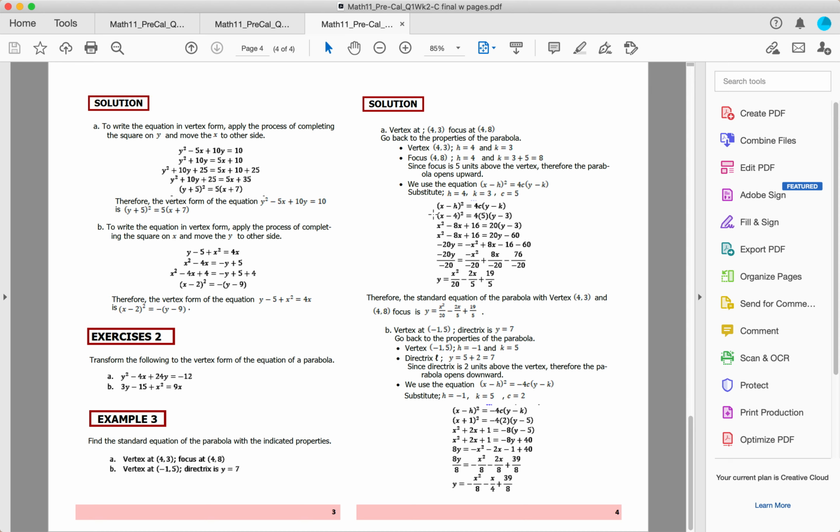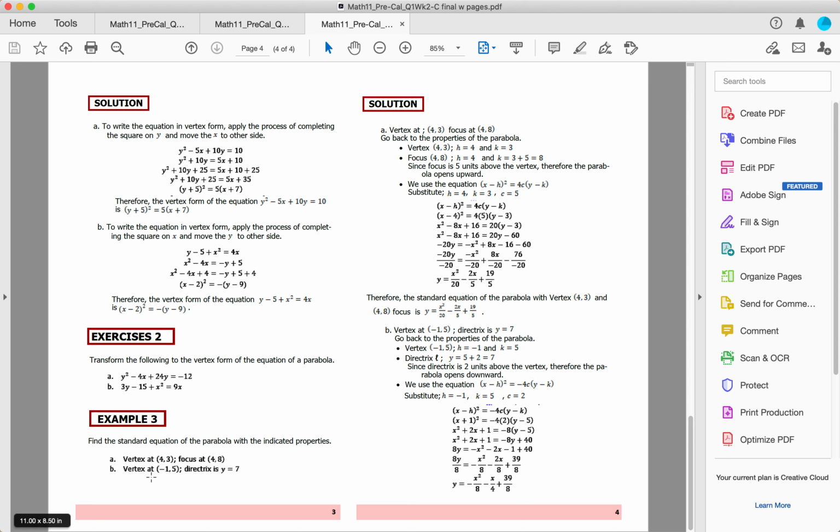So the vertex form of the equation of the parabola whose vertex is at 4, 3 and whose focus is at 4, 8 is x minus 4 quantity squared equals 20 times y minus 3. You can write it in such a way that it becomes standard form. If you want to, you can also do this here. Okay? This is the standard equation. This is the vertex form of the equation.